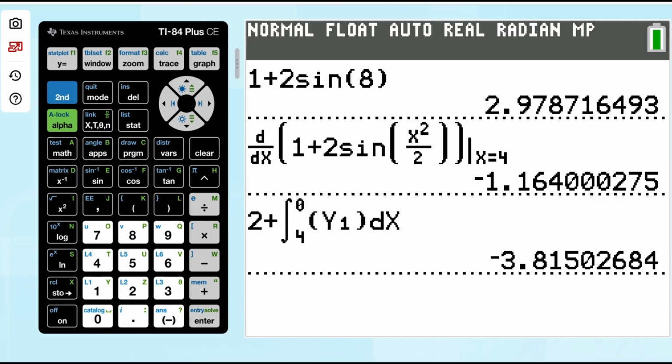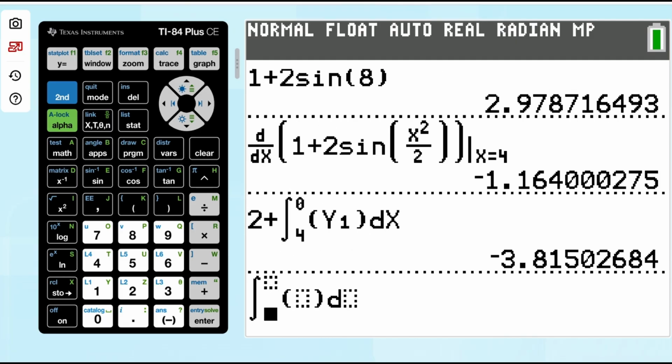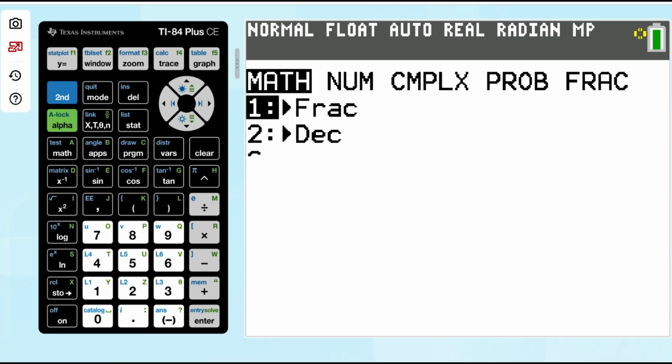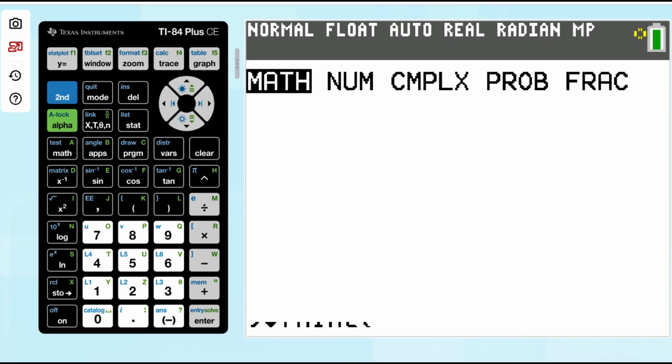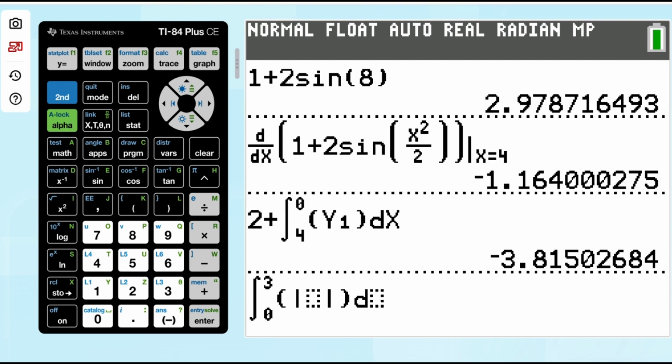So we'll do math, option number 9. Again, you can just hit 9. You don't have to scroll down to it. We're going to integrate from 0 to 3. And then to get the absolute value, you're just going to hit math, go over to the second column and pick option 1. And again, we'll do the same thing we did before.